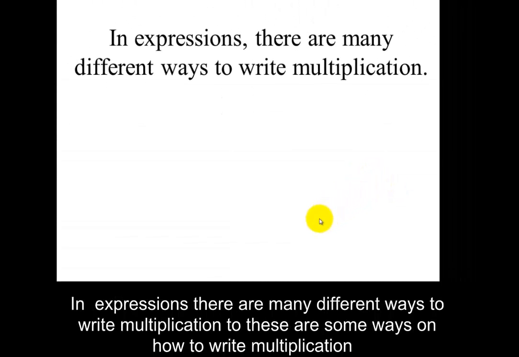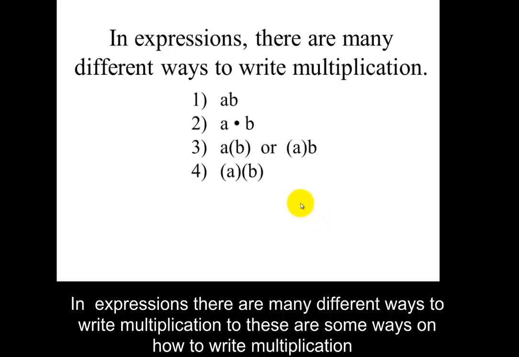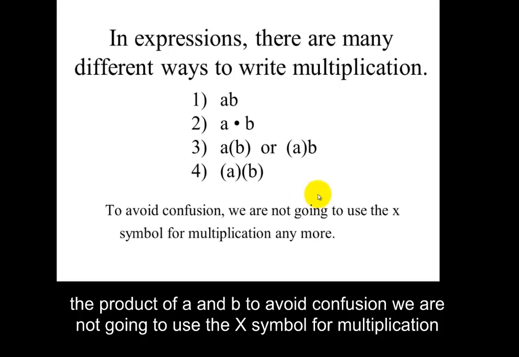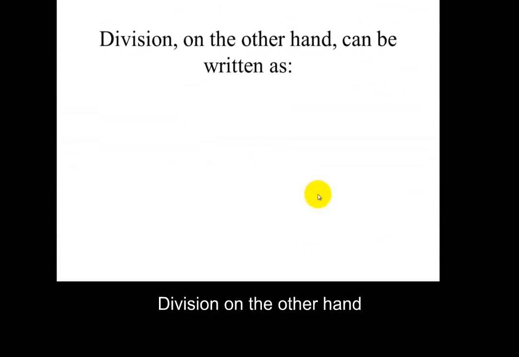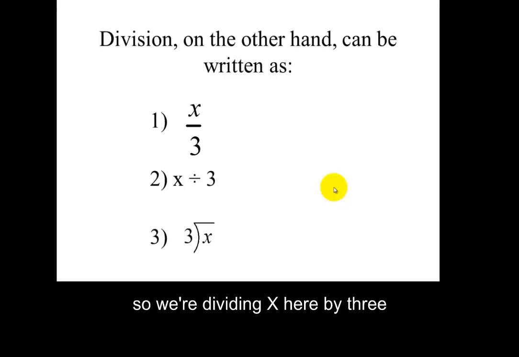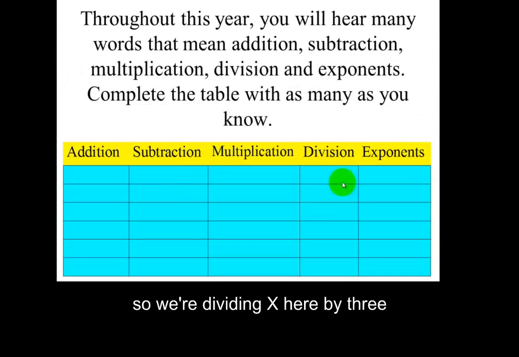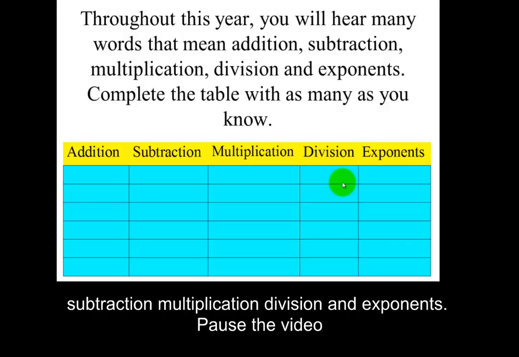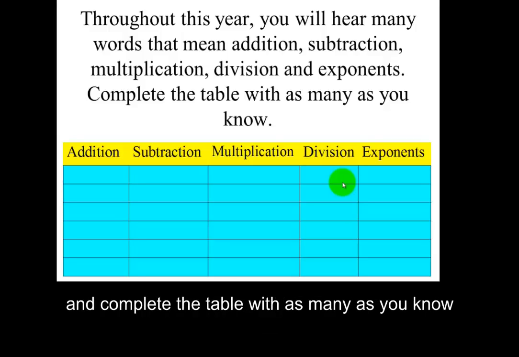In expressions, there are many different ways to write multiplication. So these are some ways on how to write multiplication. So it's a product of A and B. To avoid confusion, we are not going to use the X symbol for multiplication anymore. Division, on the other hand, can be written as, so we are dividing X here by 3. Now throughout this year, you will hear many words that mean addition, subtraction, multiplication, division, and exponents.